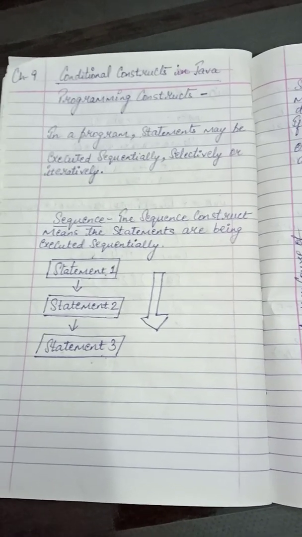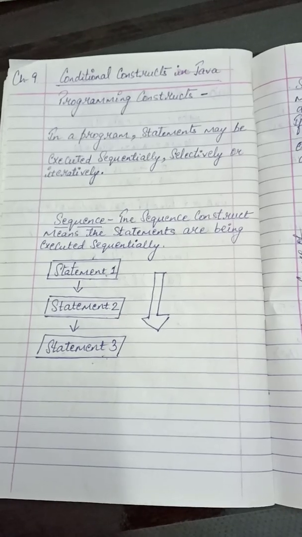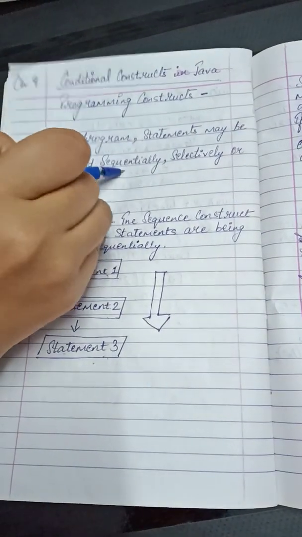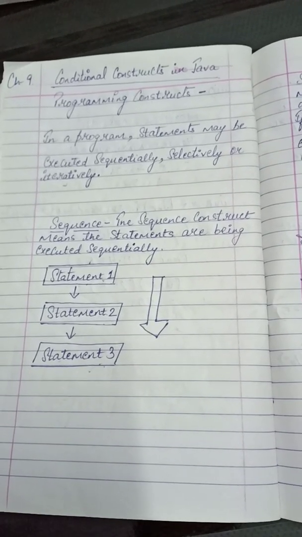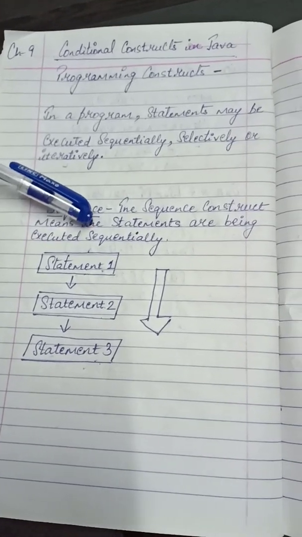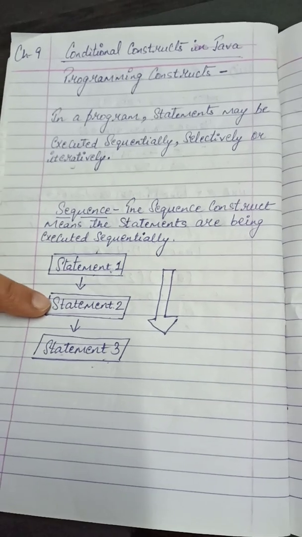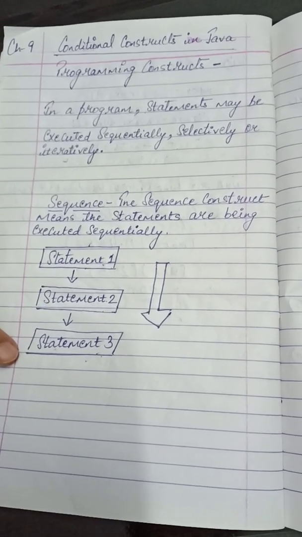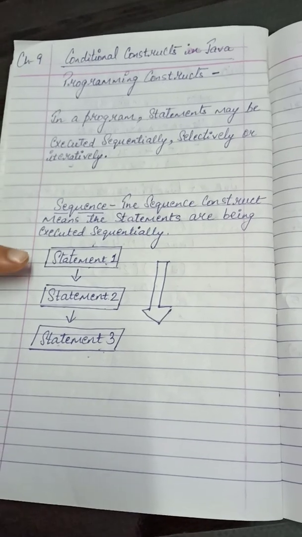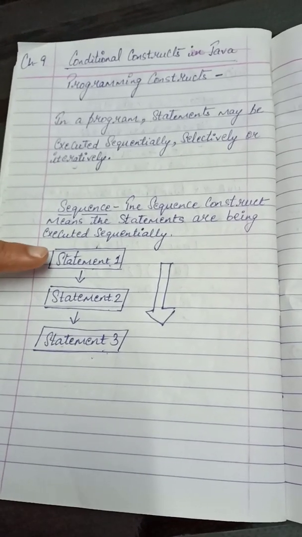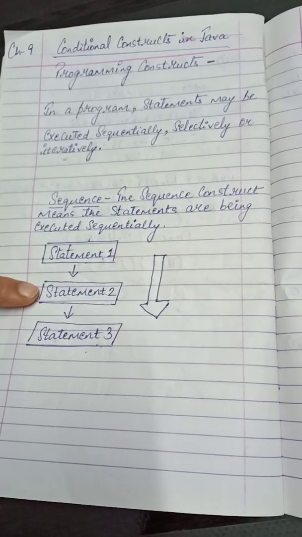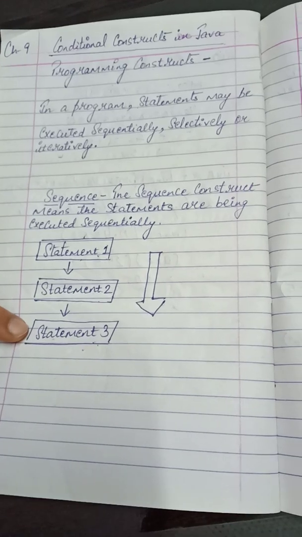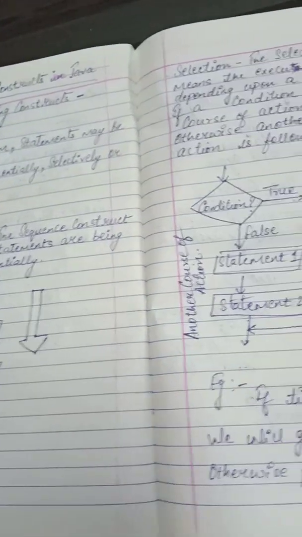In this, statements can be executed in three ways: sequentially, selectively, and iteratively. The first topic is sequence. The sequence construct means statements are being executed in sequential manner, that is one statement after another statement after the next statement. Execution begins with the first statement, and then the statement in turn is executed and it goes to the second statement, and when the final statement of the function is executed, the function is done.